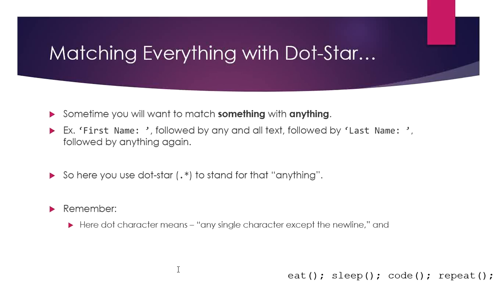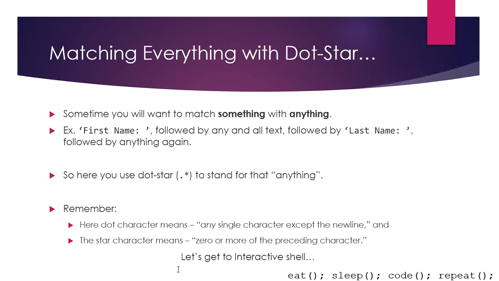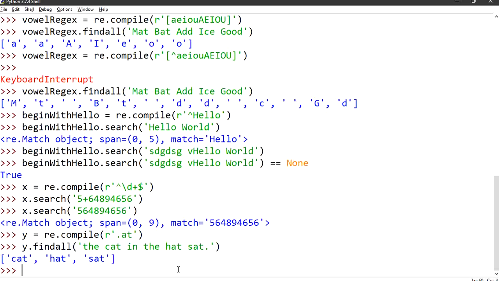So remember here, the dot character means any single character except a newline, and the star character means zero or more of the preceding character. It can have nothing, it can have at least something. Zero or more preceding characters. Let's move to the interactive shell.